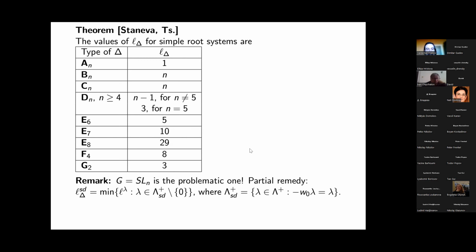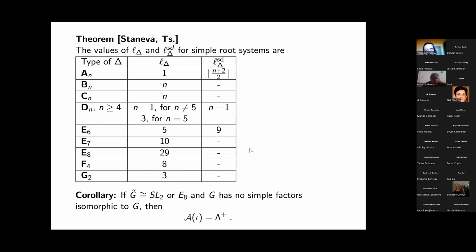And there is a partial remedy, which I will skip. So we can handle many subgroups of SL_n. There is a companion invariant. But here below we have a corollary that if the subgroup is SL2 or E8, then we always have property A, as long as we have no diagonal factors, because as I said, when we have diagonal factors, this property cannot hold. So E8 is quite a challenge computationally.